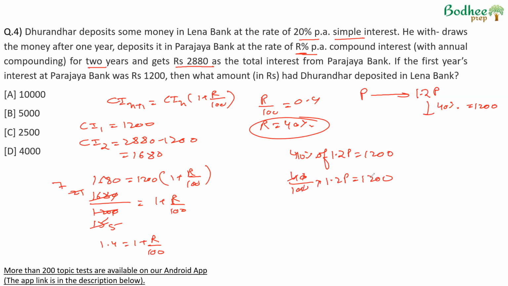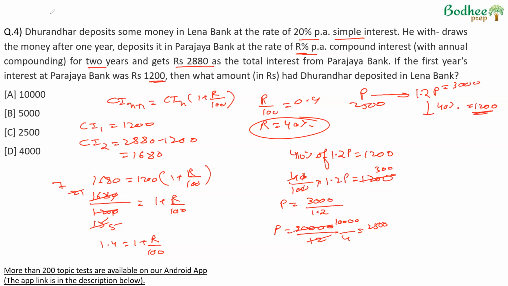Cancelling, P becomes 3000 upon 1.2, or 30,000 upon 12. Divided by 3, that is 10,000 upon 4, which is 2,500. Therefore, the initial principal was 2,500 rupees, which grew at 20% to become 3,000, on which 40% gave the first year's compound interest as 1,200.